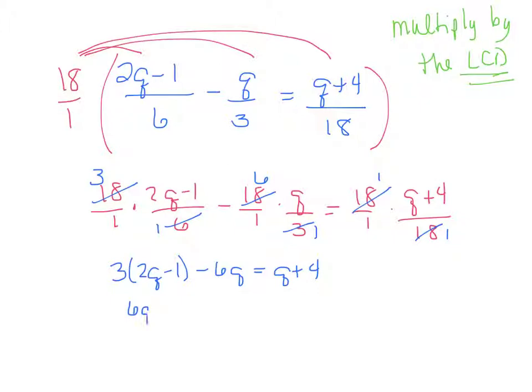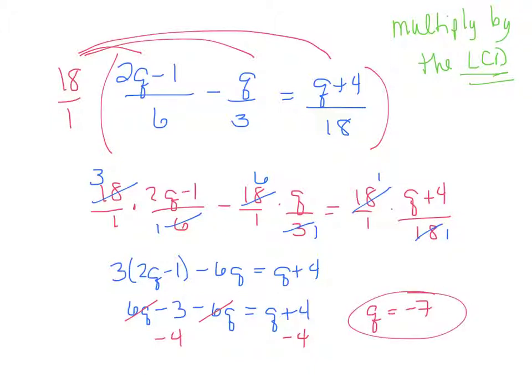I'm going to distribute. Oh, and really nicely, those q's on the left-hand side are going to cancel. If we move our q on the right-hand side over, we're going to get q equals negative 7. And because there are no variables in the denominators, that means q can be anything at all because everything will work. Thus, q equals negative 7.